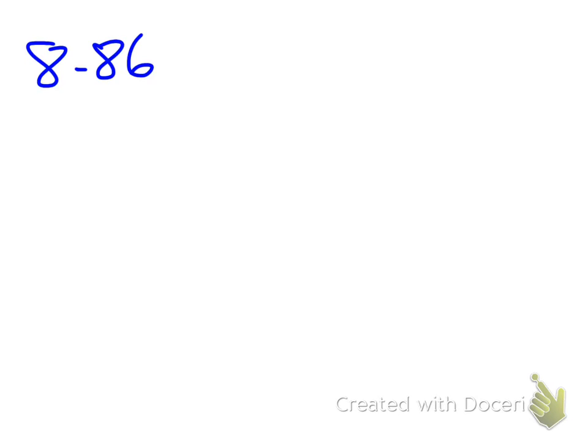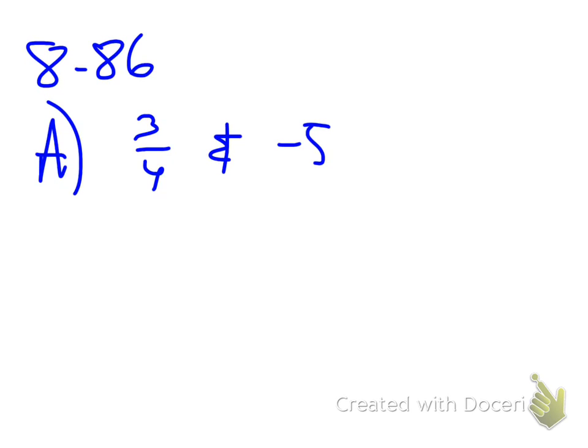So problem 86A, we have 3/4 and -5, and those are the solutions. Those are roots for the problem. What that means is that we have x equals 3/4 as one answer, and x equals -5 as another answer.